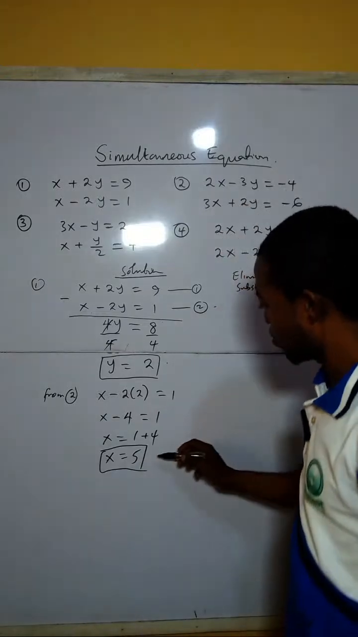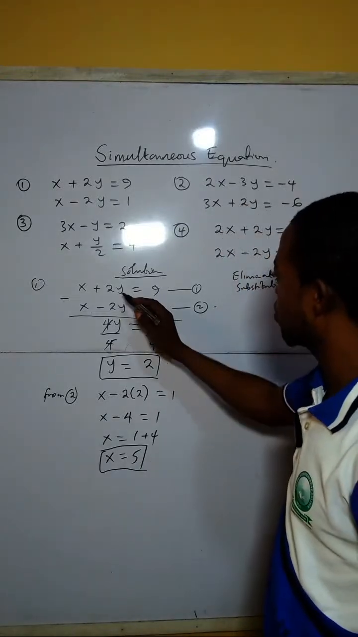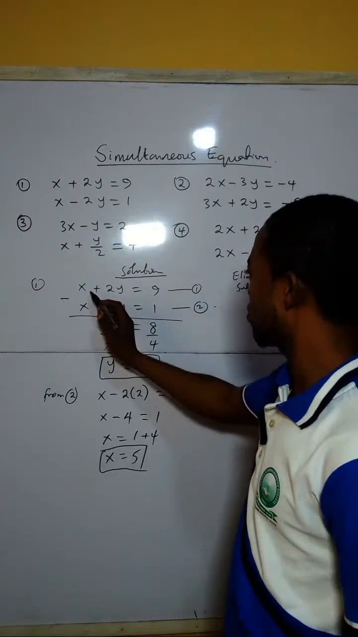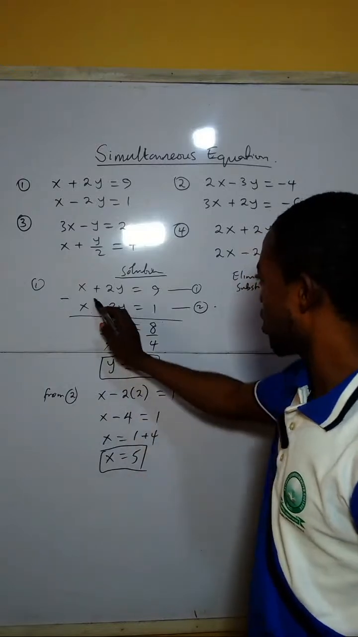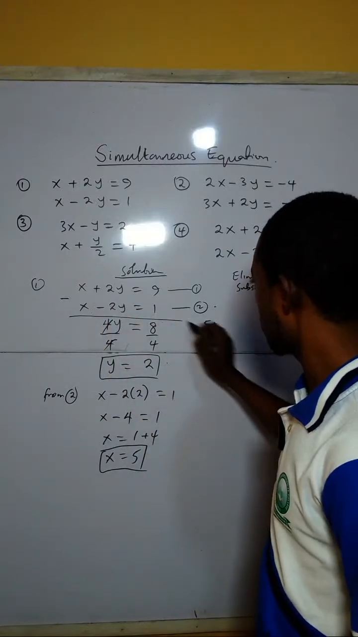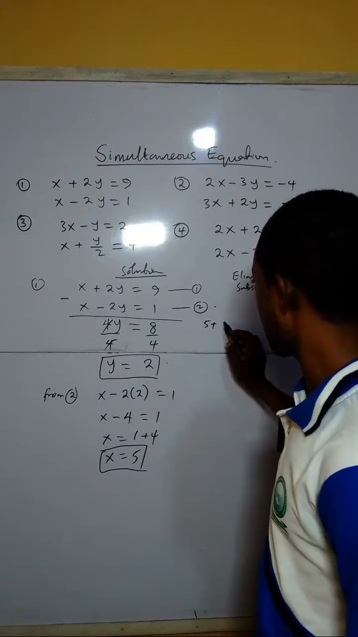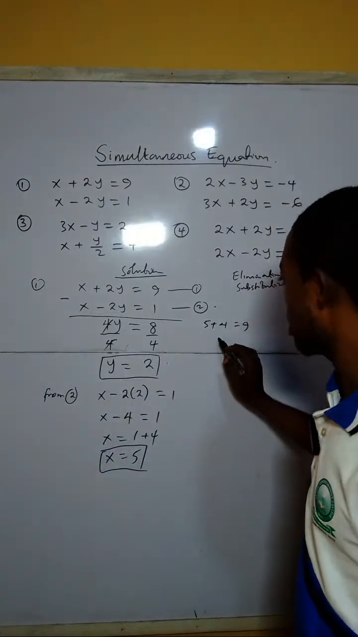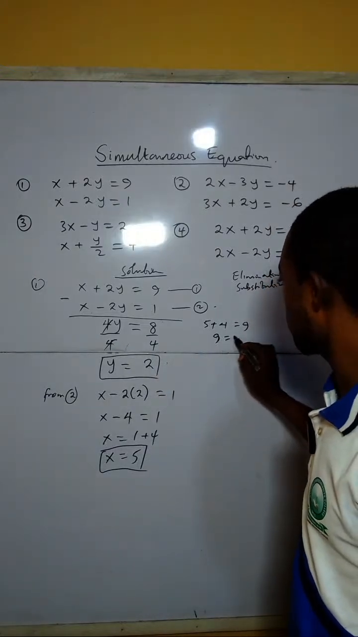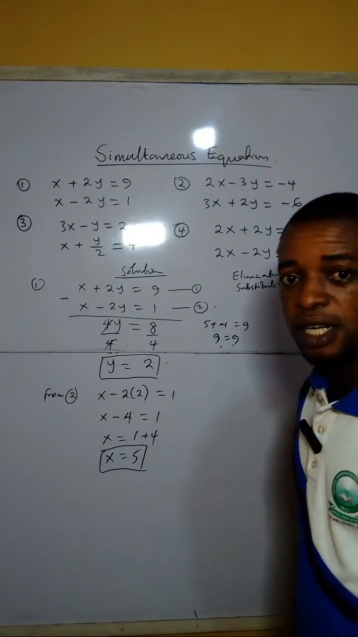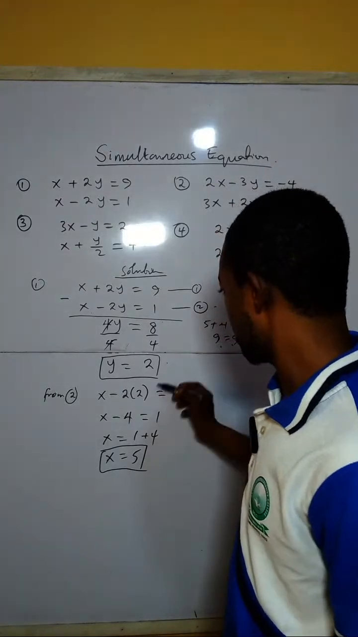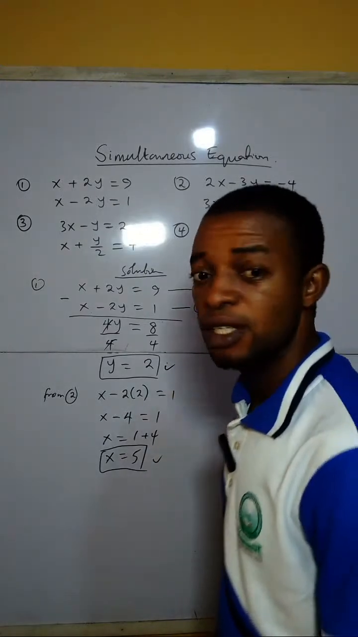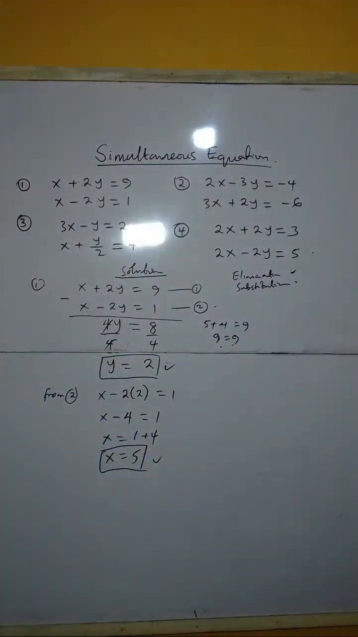Now we can check by putting x equals 5 and y equals 2, maybe in equation 1. That is, equation 1 becomes x, which is 5, plus 2 times 2, that's 4, equals 9. Then 5 plus 4 is 9, which equals 9. So since the left hand side equals the right hand side, that means x equals 5, y equals 2 satisfy that equation.